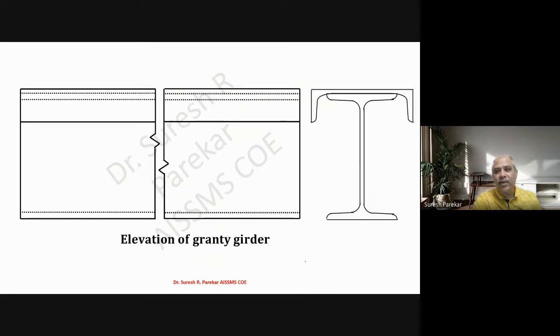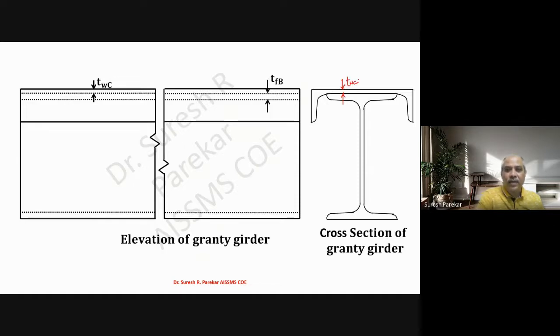So we have cross section and then elevation. Now you can see we have thickness of flange. So we have TWC, which I can show you over here. This is TWC, thickness of web of channel. Then thickness of flange of channel. Then this will be thickness of flange of channel. You have to keep in mind these lines should be matched over there. So we have these lines matched over here.